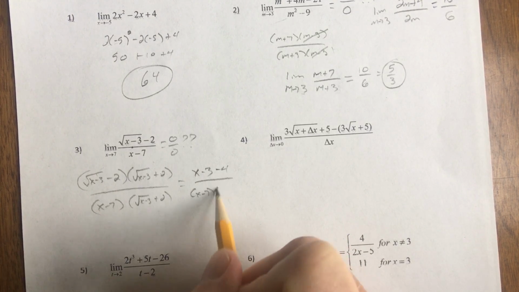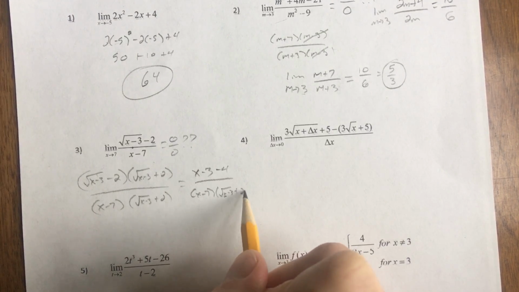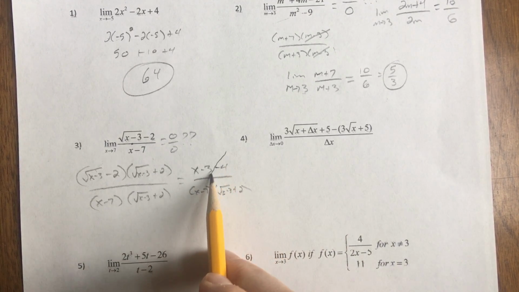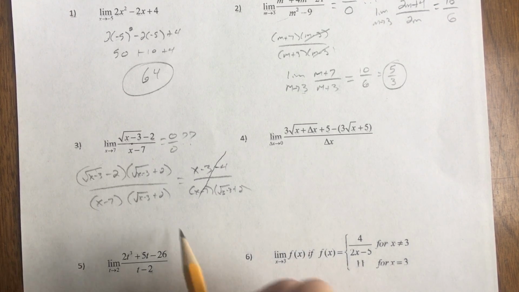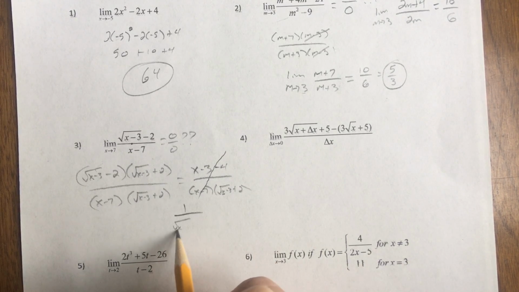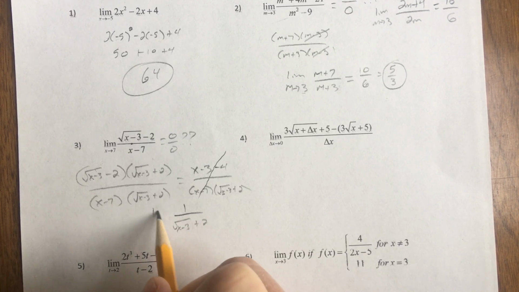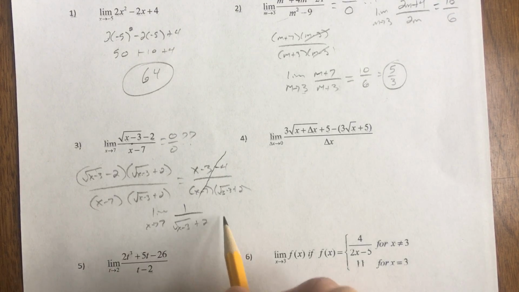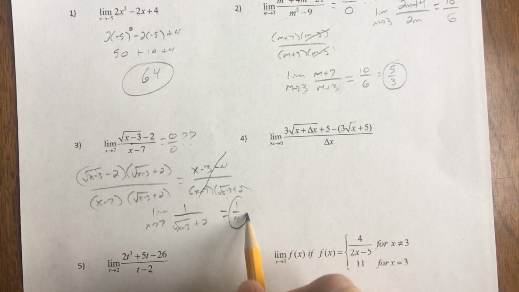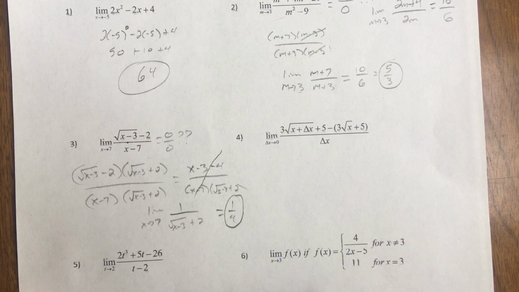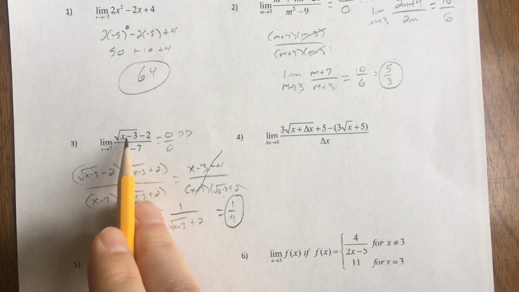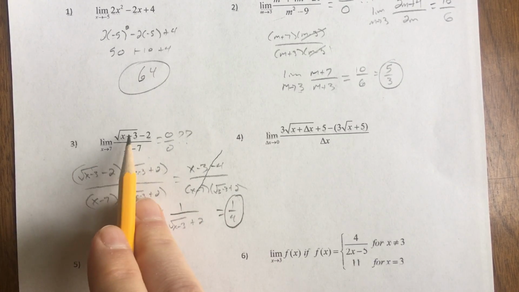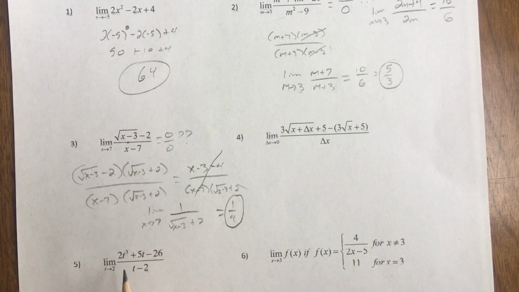Okay. And the good news about that is the top will turn into x minus 7. When we combine that, the x minus 7 will cancel the x minus 7 that's on the bottom. We get 1 over square root of x minus 3 plus 2. And now when I put 7 into that, I'm going to get 1 over 2 plus 2, which is 1/4. The other idea on this would be to do L'Hopital's, take the derivative of this. Everything else kind of goes away. And then once you have that derivative, put 7 into the derivative and go.